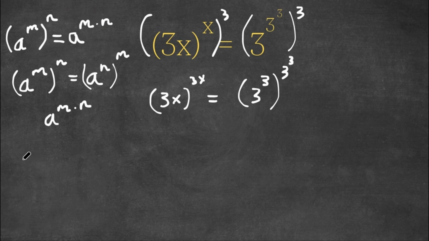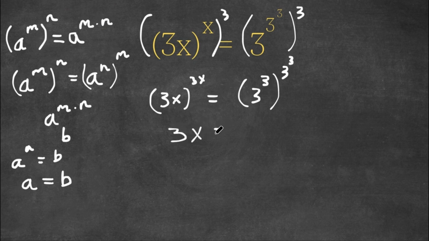And now, if we have something in the form a to the power of a is equal to b to the power of b, then this means that a is equal to b. As you can see here, 3x to the power of 3x, the exponent and the base are the same. And same with 3 to the power of 3 to the power of 3 to the power of 3, the exponents here are the same. Meaning, this would equal 3x is equal to 3 to the power of 3.